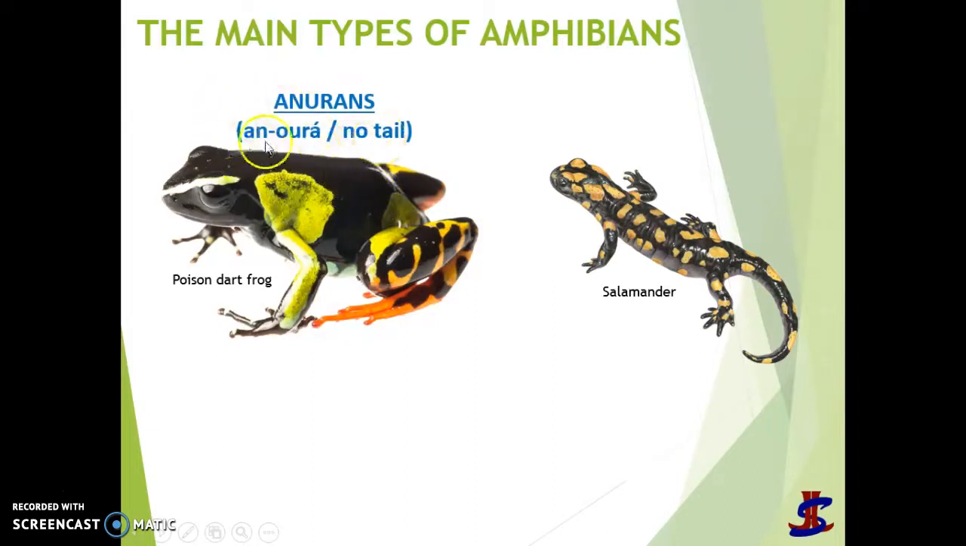An is a prefix which comes from Greek, which means no, and oura means tail in Greek. So anurans mean they don't have a tail. In this case, they have a tail. They are called urodeles. Oura is tail. Delos means that you can see it, that they have it. So the meaning of urodeles is that they have a tail. So these are the two main groups, but you see other differences.